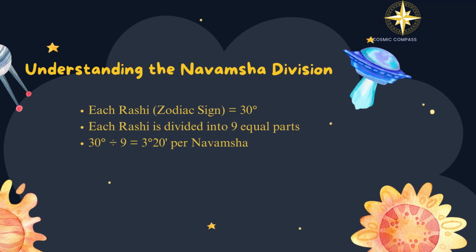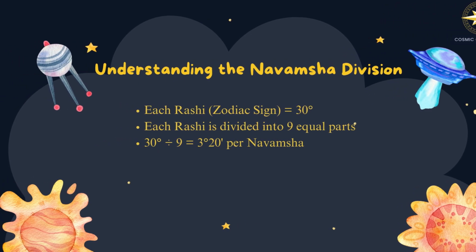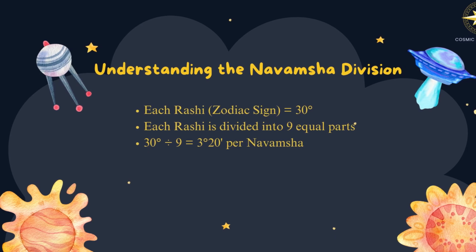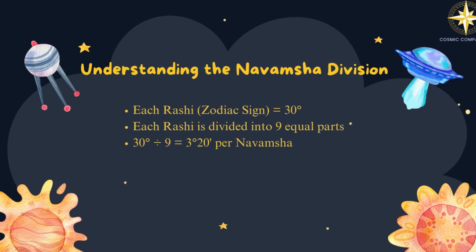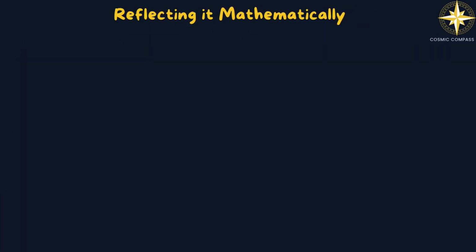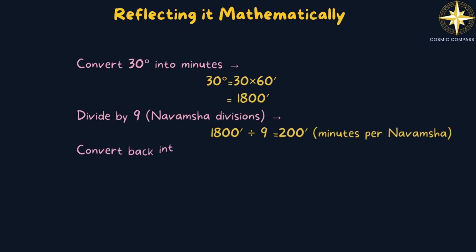Understanding the Navamsha division. Each Rashi, zodiac sign, equals 30 degrees. Each Rashi is divided into 9 equal parts. 30 degrees divided by 9 equals 3 degrees, 20 minutes per Navamsha. Reflecting it mathematically, convert 30 degrees into minutes. 30 degrees equals 30 times 60 minutes equals 1800 minutes. Divide by 9 Navamsha divisions. 1800 minutes divided by 9 yields 200 minutes per Navamsha.